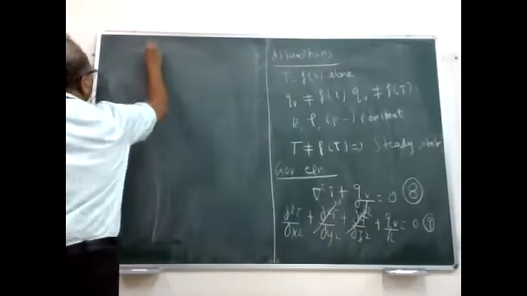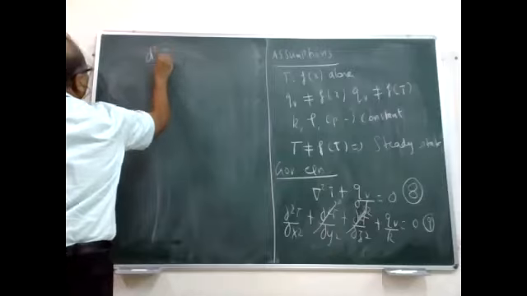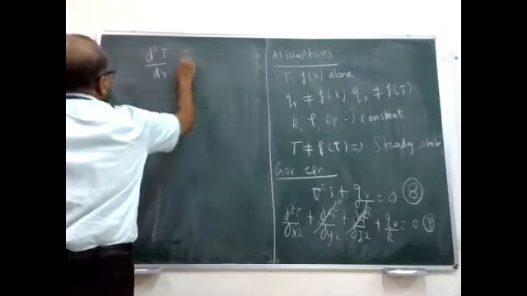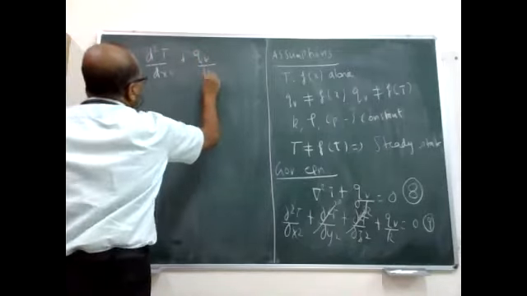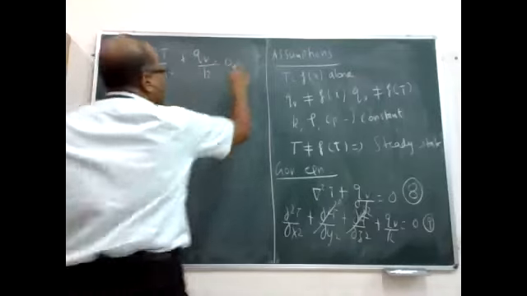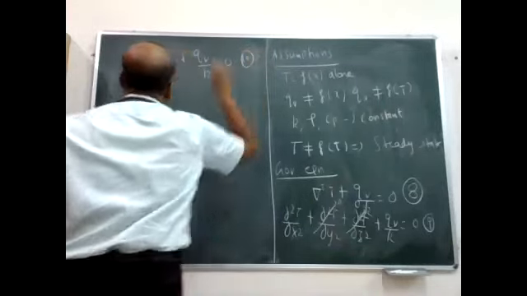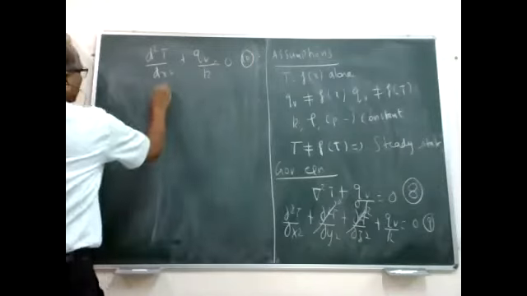Therefore, d square T by dx square plus Qv by k equals 0. That's equation 10. Okay. Integrating once.